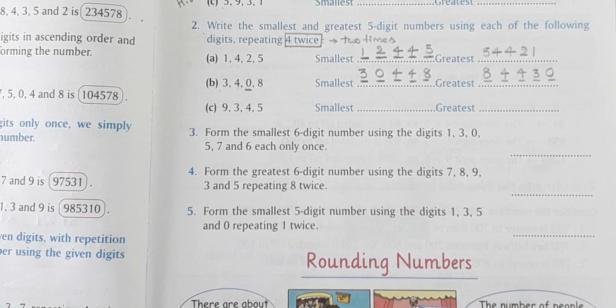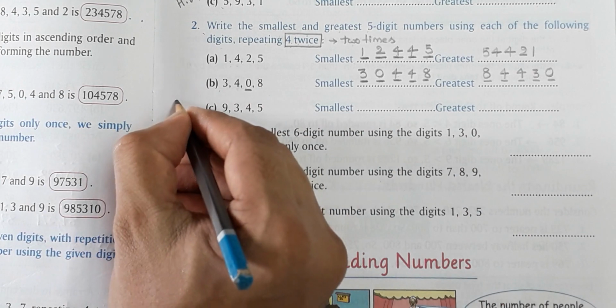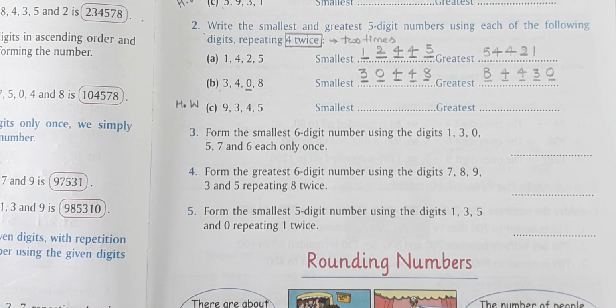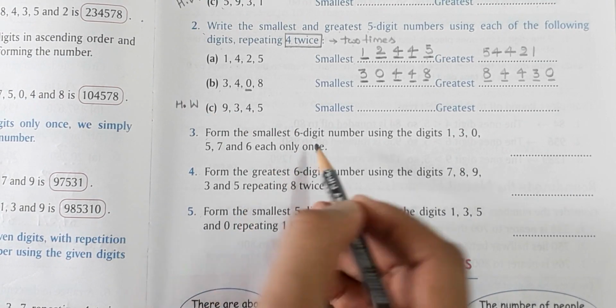Okay. Now I hope you got this. So I am giving this one as homework. Okay. C is going to be homework and even 3 is going to be homework.